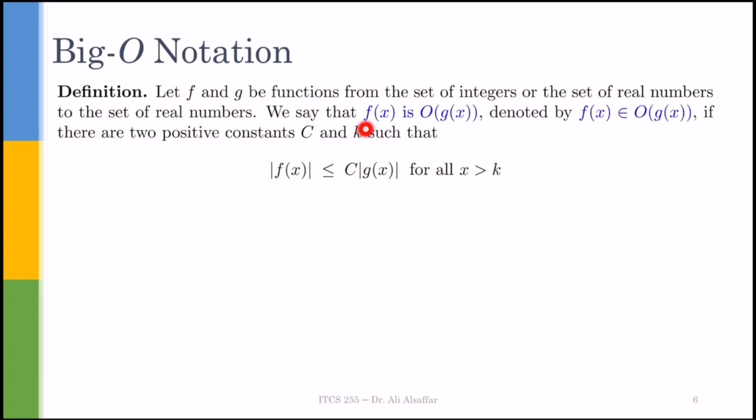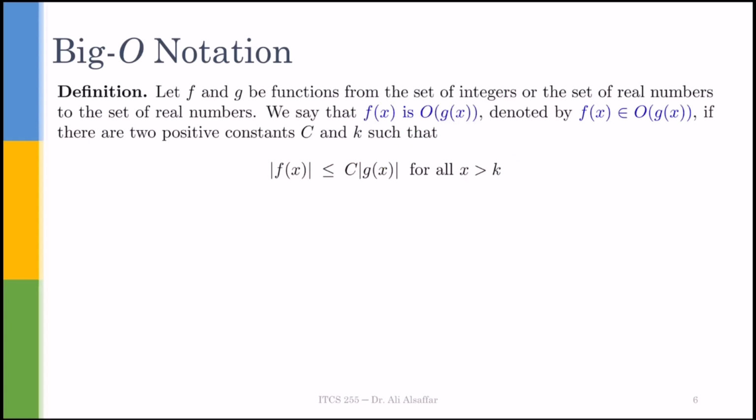We say that f of x is of order of g of x, denoted by f of x belongs to O of g of x, if and only if there are two constants c and k satisfying this inequality. So this inequality consists of two functions, f of x and g of x, and two constants c and k, in addition to the variable of the function, x.